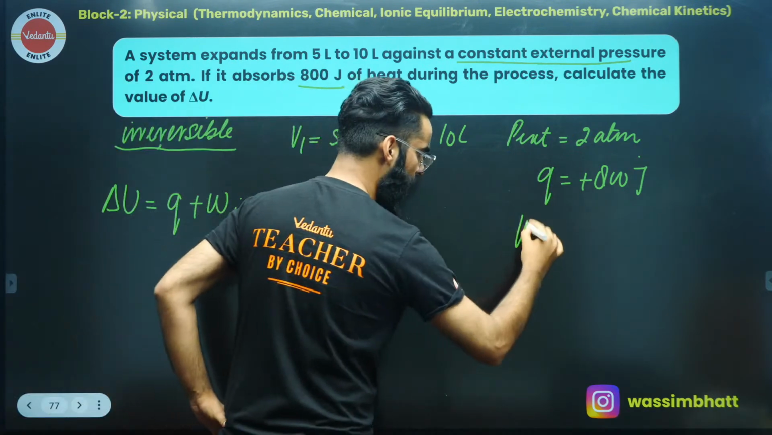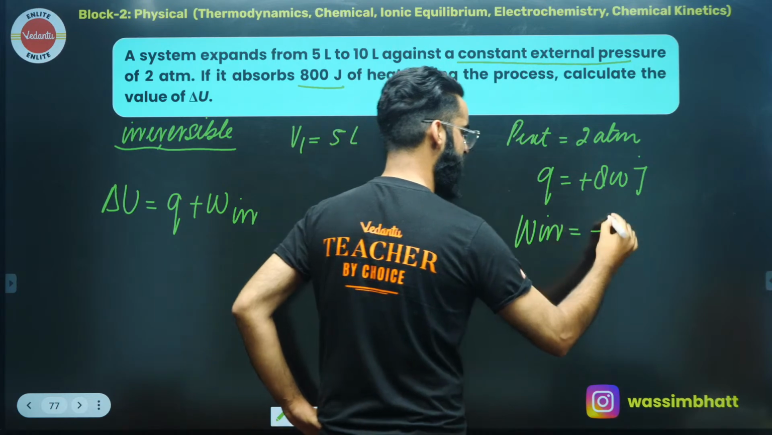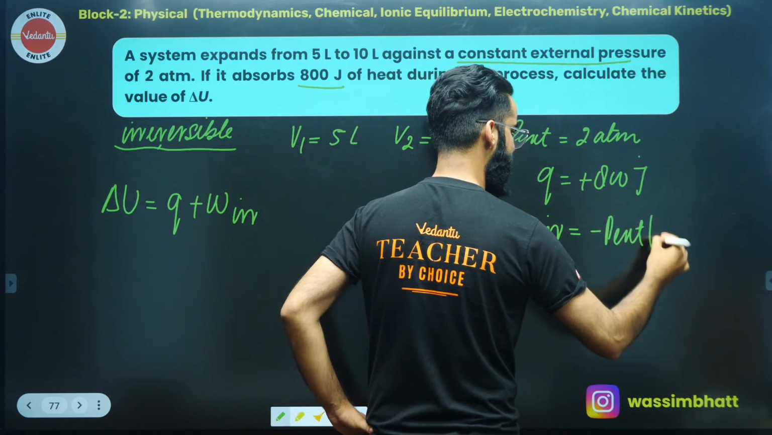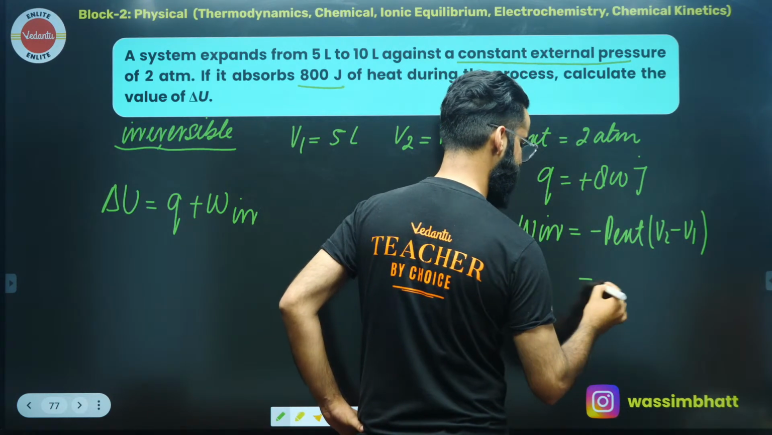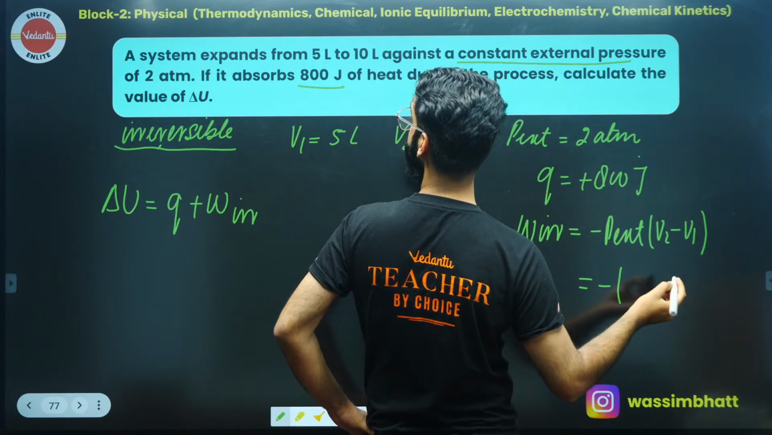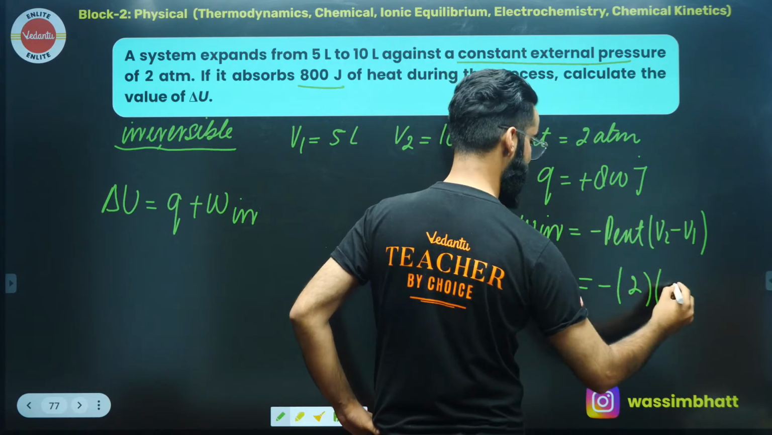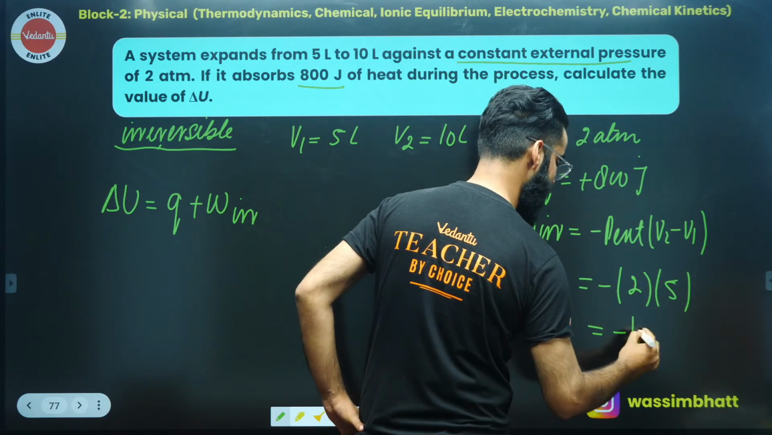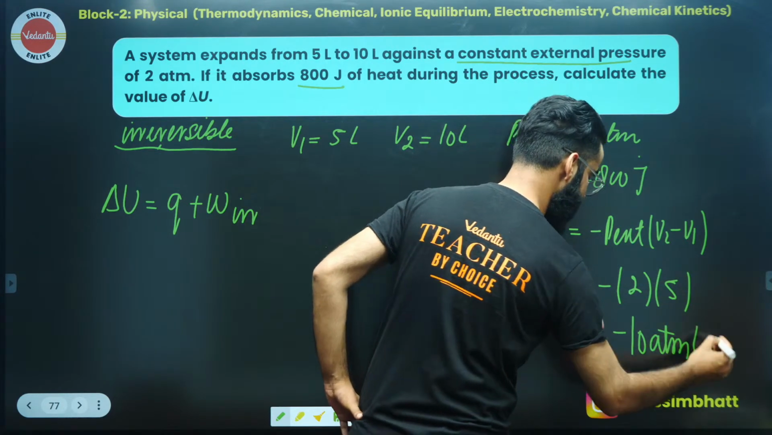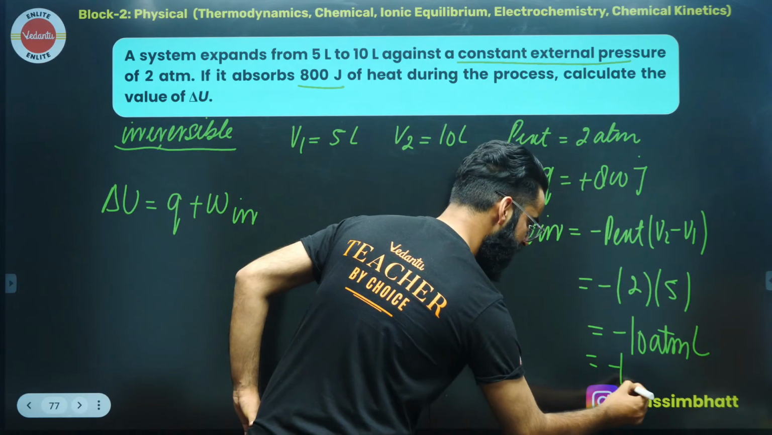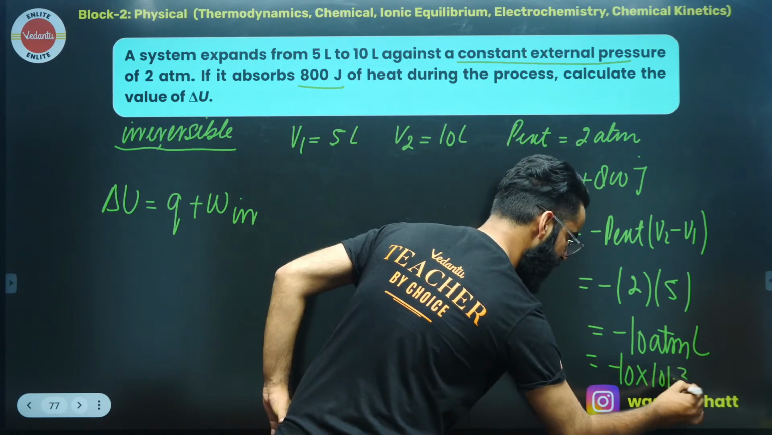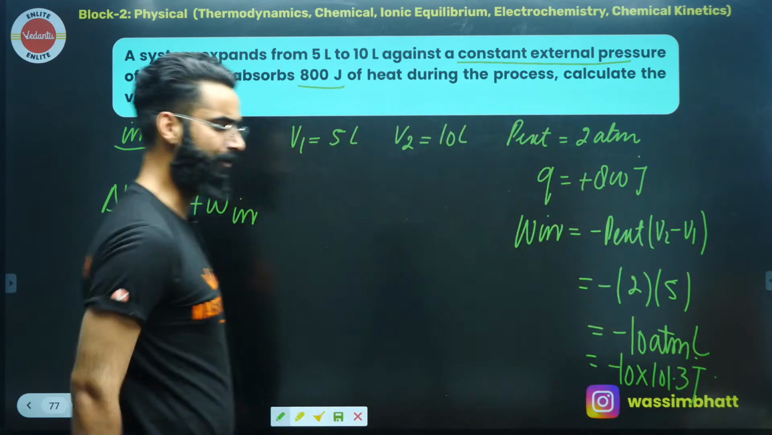Now, what is W irreversible? It is minus P external delta V, which is V2 minus V1. P external is given to me as 2 atm, V2 minus V1 is 10 minus 5, which comes out to be 5. So the value is going to be minus 10 atm liter. Convert it into joules: minus 10 multiplied by 101.3 joules, right? This is the value of W in joules.